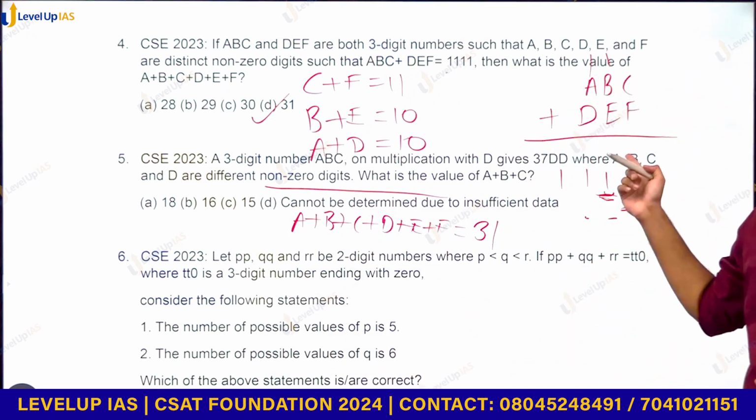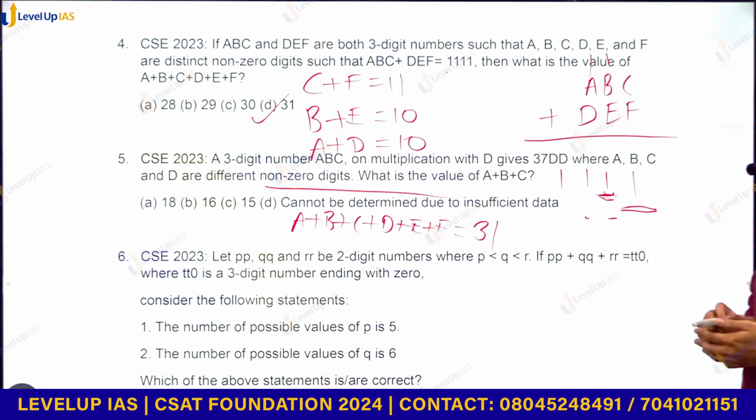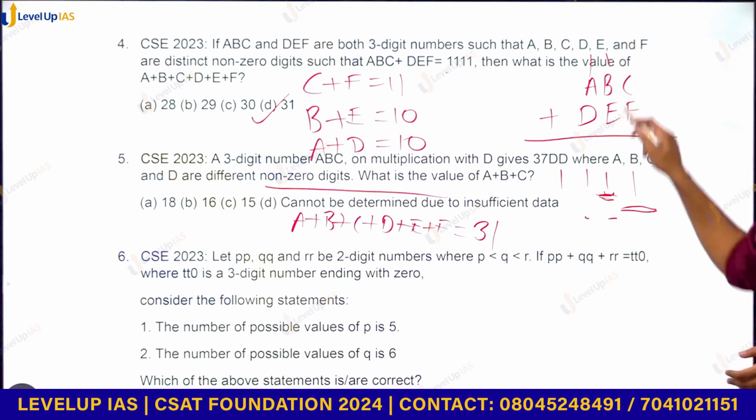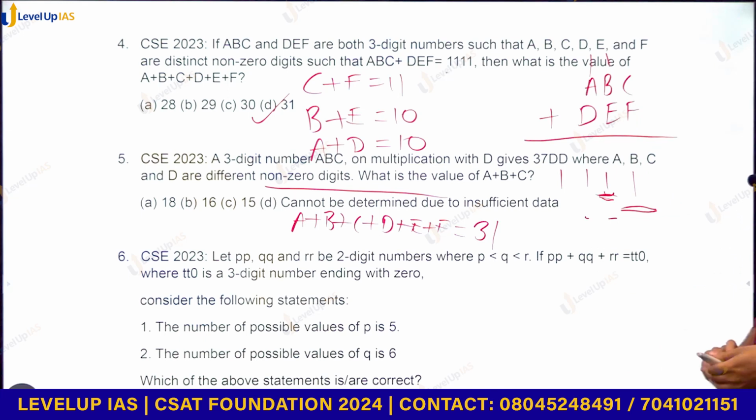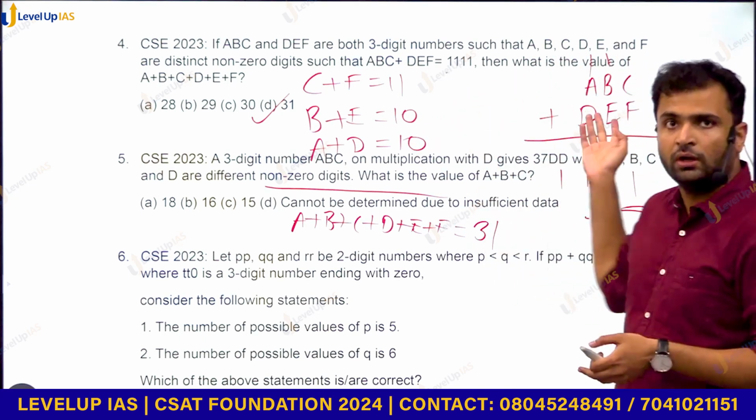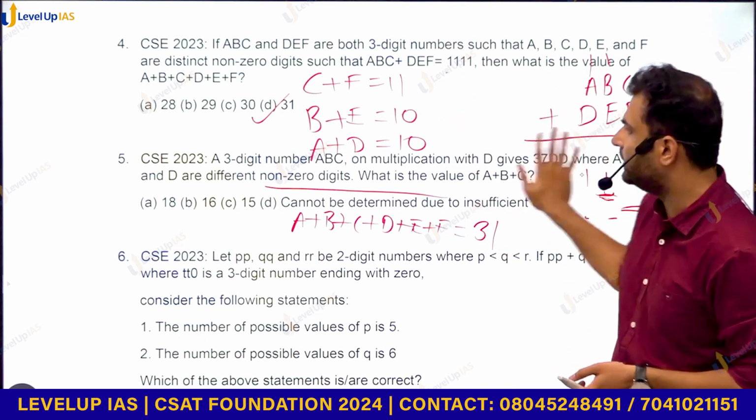You just had to know how we add two 3-digit numbers. You add first the units place, then the tens place, then the hundreds place using 1 carried forward. And because all of them are non-zero, these additions have to be 11 and 10.